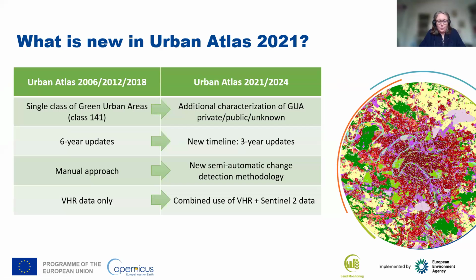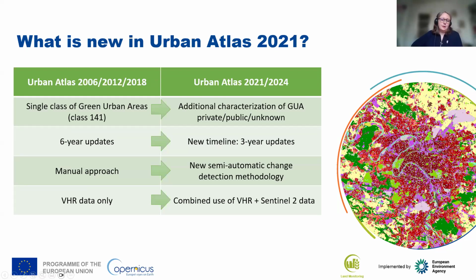So I'm here to introduce what's new in Urban Atlas 2021. If you are familiar with the past projects, you may know that we have 26 classes and 1 second classes representing the Green Urban Area, the class 141. For this new update of Urban Atlas 2021, we propose additional information about the characterization of green urban area, meaning information on the status of accessibility: private, public, or unknown. We will develop that topic later.